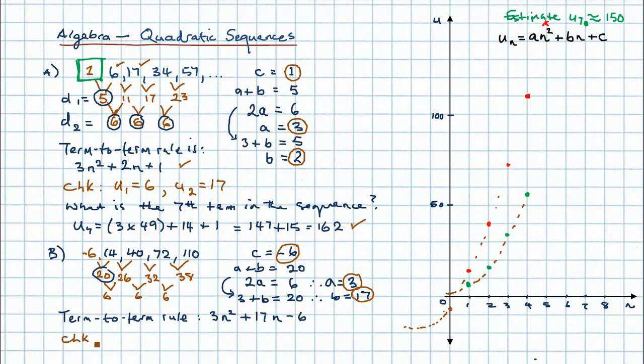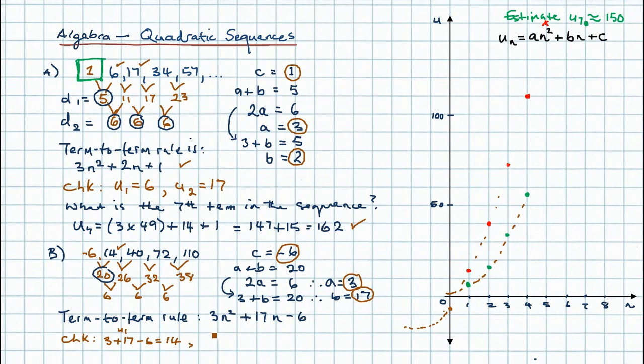It's very easy to make a mistake. Have we made a mistake? Well, 3 times 1, so this is U1. 3 times 1 squared is 3 times 1, so we've got 3. 17 times 1, 17. Subtract 6, so 20 subtract 6 gives us our first term value of 14. And 14 was exactly what we had as our first term. So it's worked out so far.